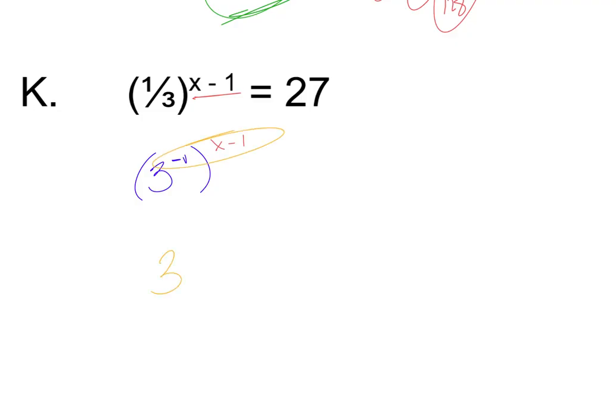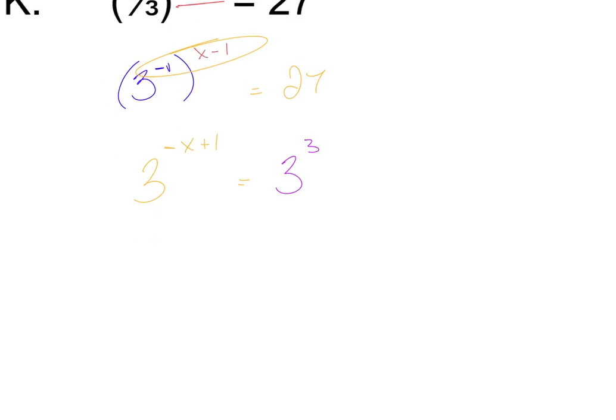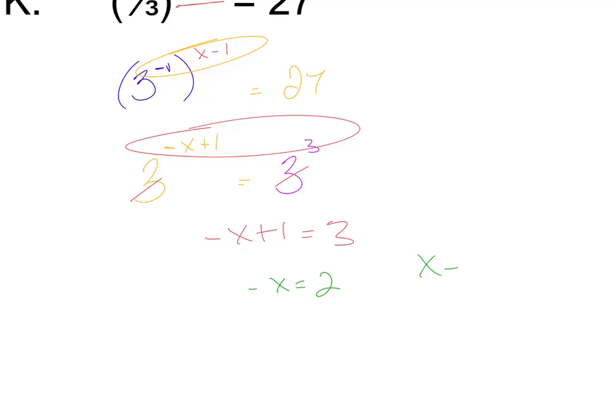So we get 3 to the negative x plus 1 power equals, now we could say 27, but we know that that is really 3 to the 3rd power, right? So what we do is we essentially ignore the bases. Negative x plus 1 equals 3. We subtract 1. And x is really negative 2.